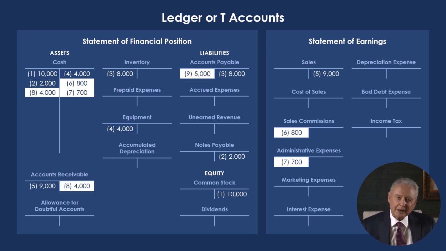Number 9, paid down accounts payable. Debit accounts payable $5,000. Credit cash $5,000. Number 10, received cash not yet earned. Debit cash $2,000. Credit unearned revenue, a liability not revenue, $2,000.